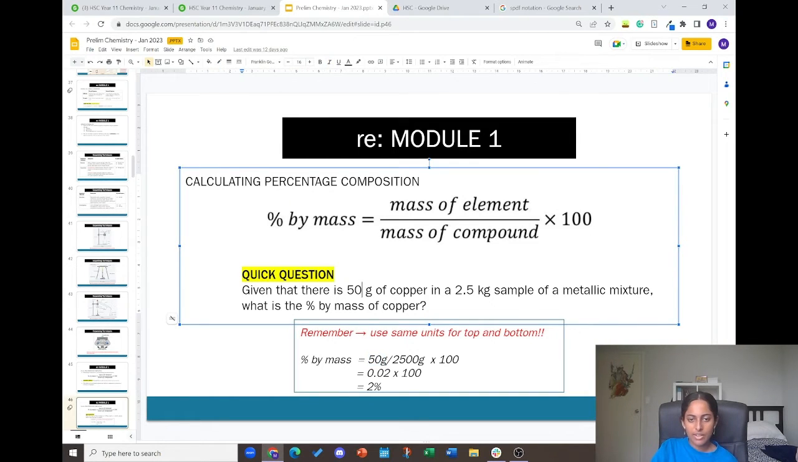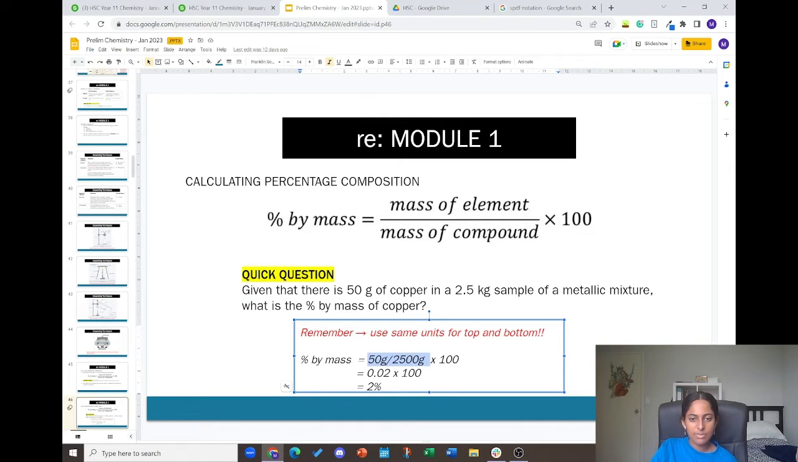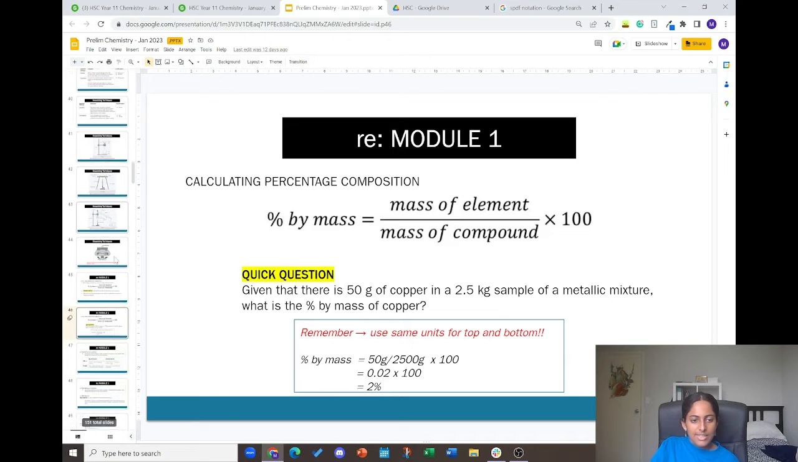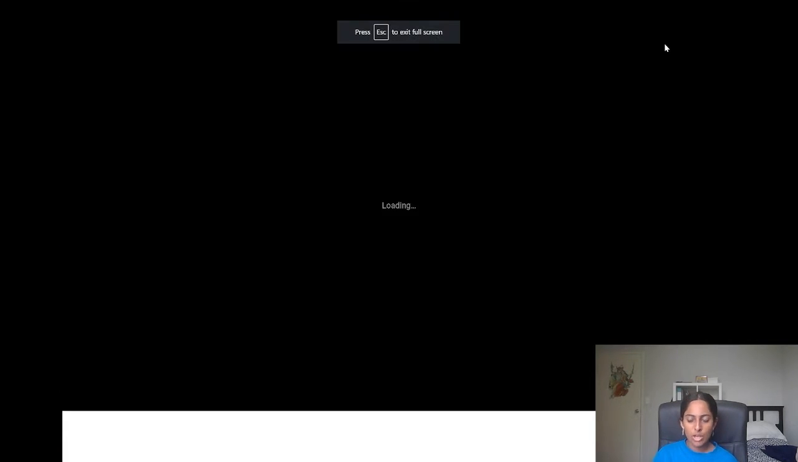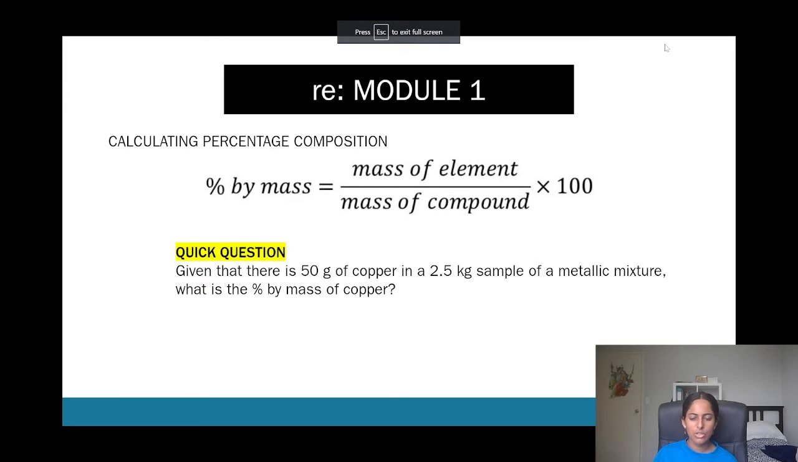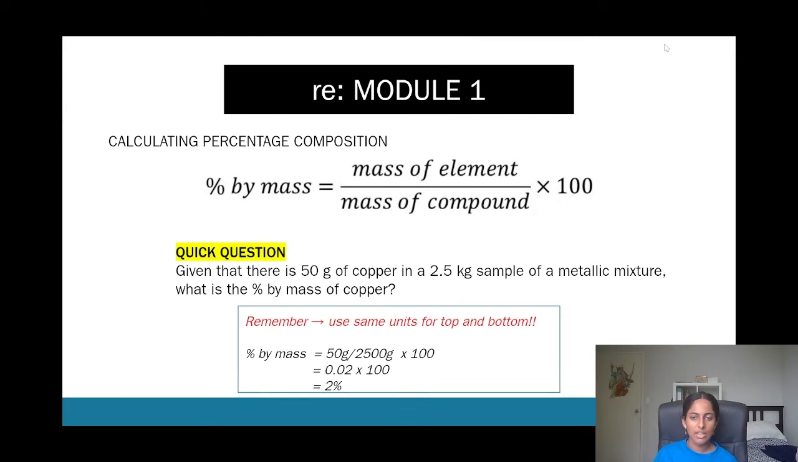So you can either convert this into kilograms, or you can change this into grams. In this case, we've just converted everything into grams, so it'll just be 50 grams over 2,500 grams times by 100, and you get 2% as your final value. And that's how it pretty much works. So that's how percentage composition is like. It's pretty straightforward. Just make sure that you're not making the common errors.